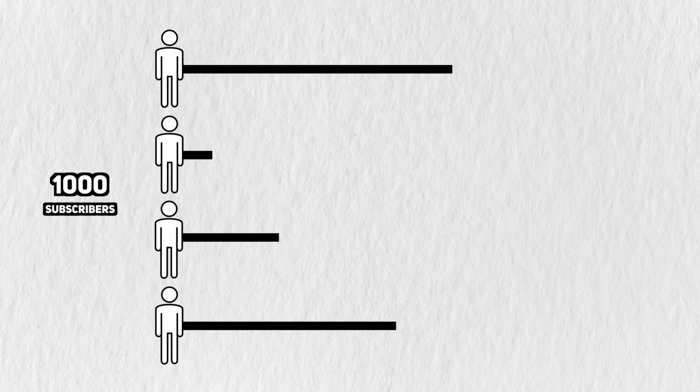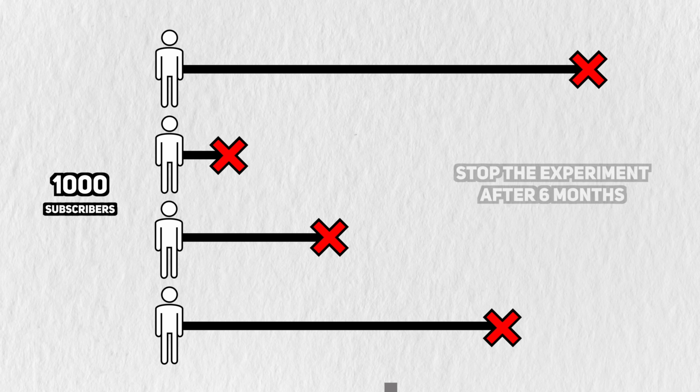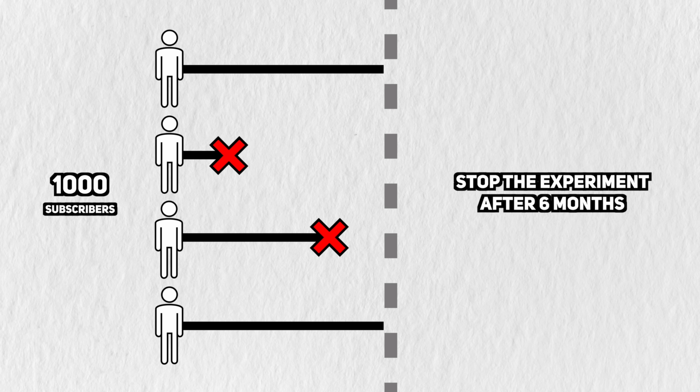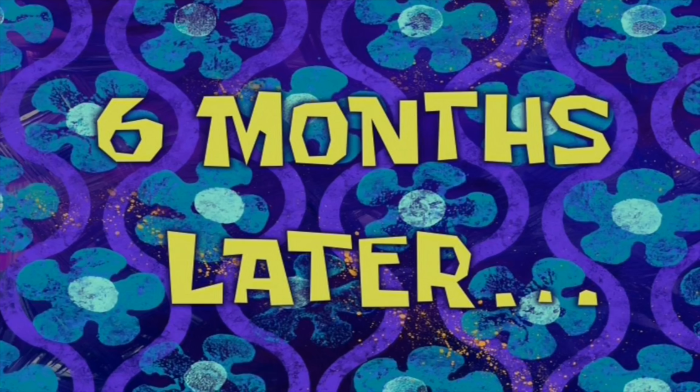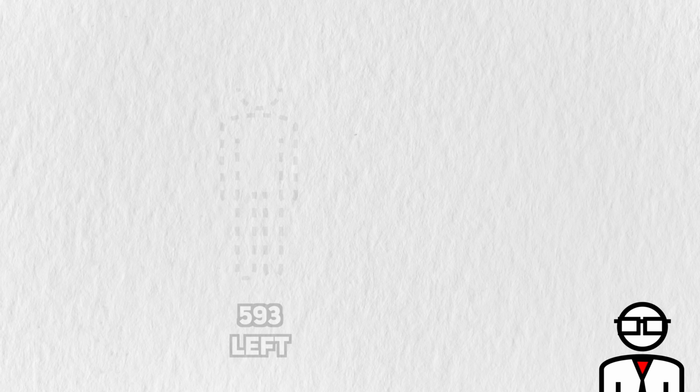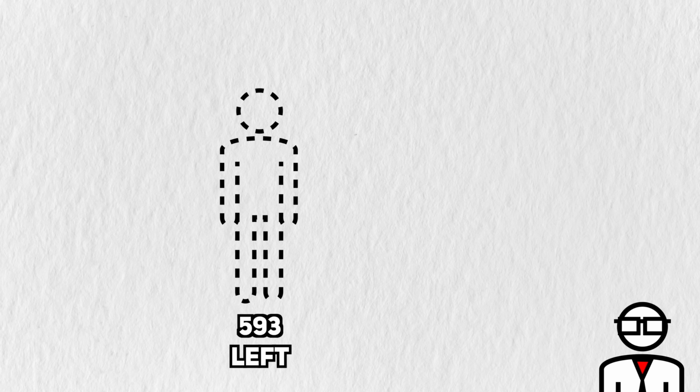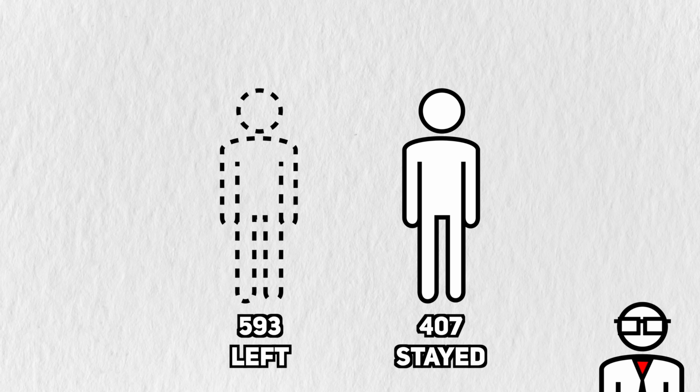I tell Roger to start a second experiment, but this time, I tell him to gather 1,000 new subscribers for the sample. To address Roger's concerns about waiting too long, I tell him that he can stop the experiment after just 6 months. No more, no less. Furthermore, I tell him that all he needs to check is whether or not these 1,000 individuals are still on the platform. Roger is of course skeptical, but I assure him that it'll all work out. 6 months later, Roger reports back that 593 people left the platform, while the other 407 stayed. These numbers may sound weirdly specific, but I'll explain why later.